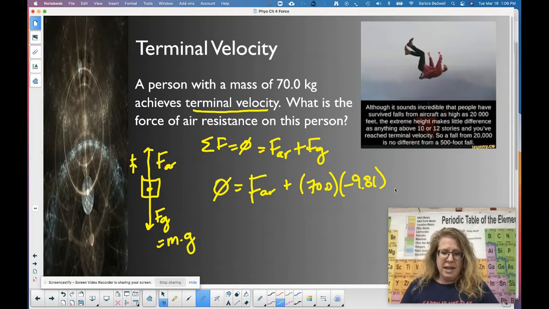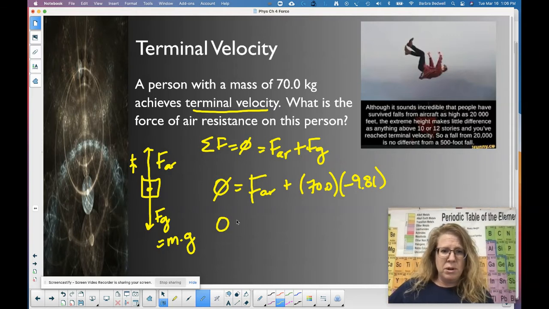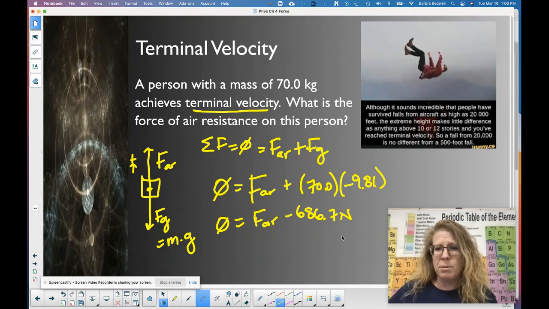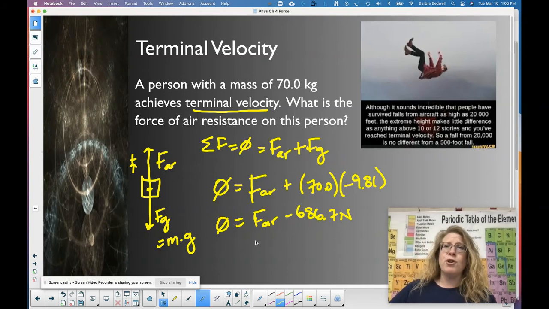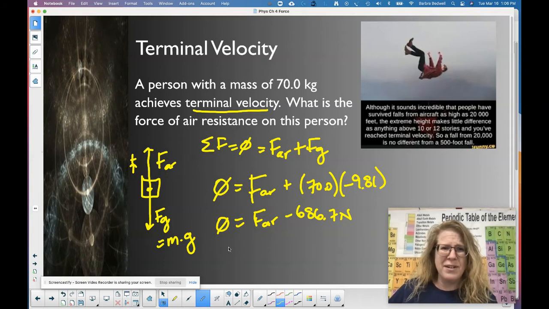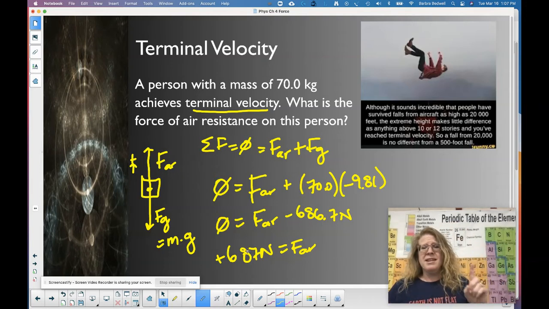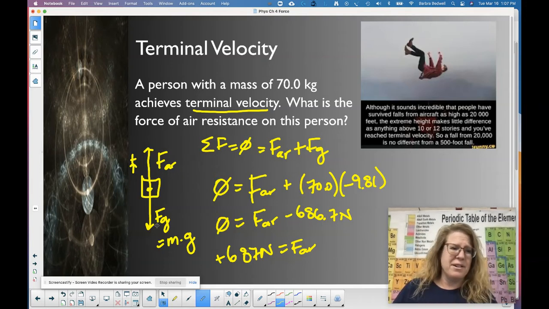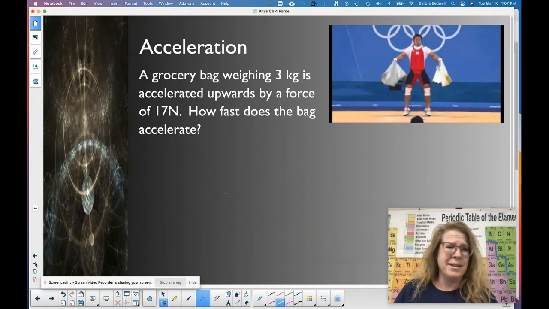So 70 times negative 9.81 is going to be equal to 0 equals FAR minus 686.7, and this is now newtons because that's a force at this point. That's that person's weight. So that means that the force of air resistance has to be equal to 686.7. Looks like 3 sig figs, 687 newtons equals FAR, and that would indeed be positive because that's upwards, right? So if its weight is downwards, air resistance is pointing upwards, and there you've got terminal velocity. So that's the air resistance on that person, 687 newtons. It depends on how heavy the person is, right?